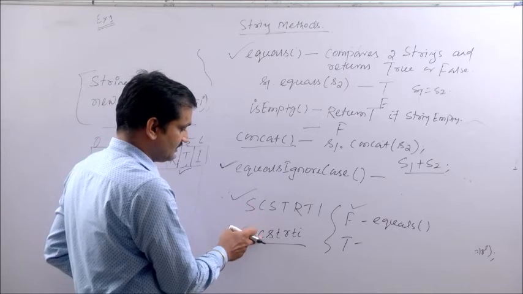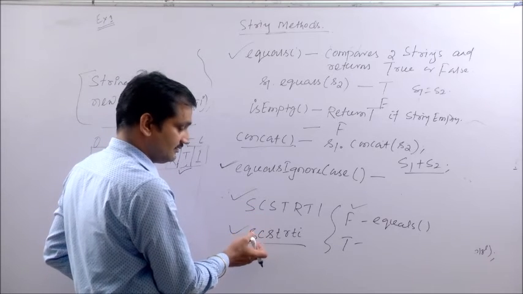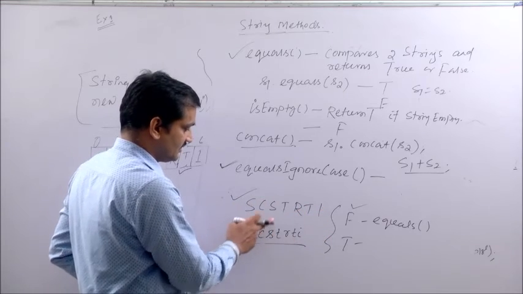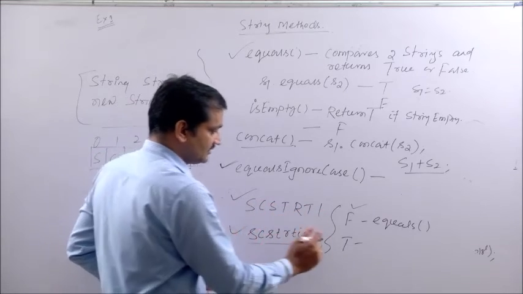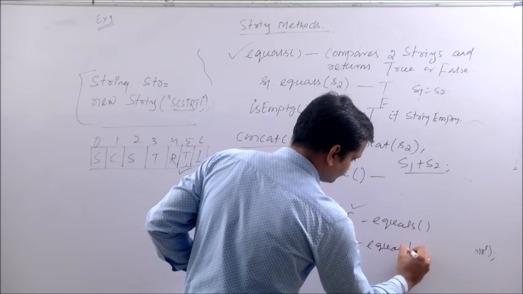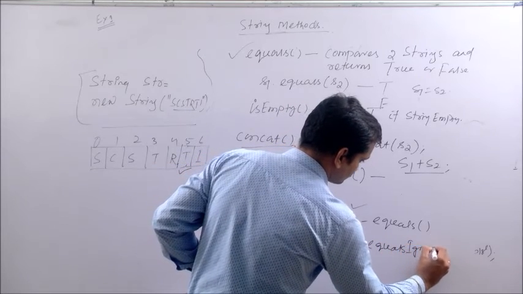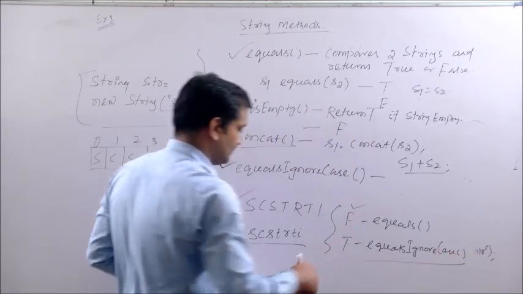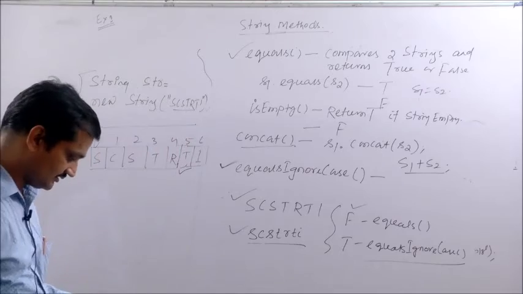It ignores the case, and simply compares the characters. It may be in capital letter or small letter. It just sees what the characters are. If the characters are matching, then it returns true. Which one is it? equalsIgnoreCase. Two methods are there, equals and equalsIgnoreCase.